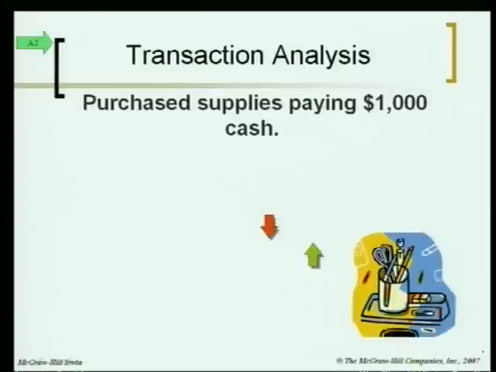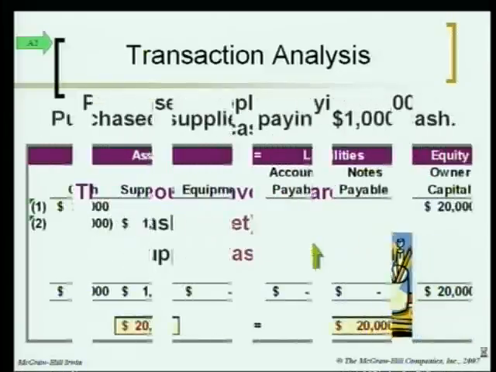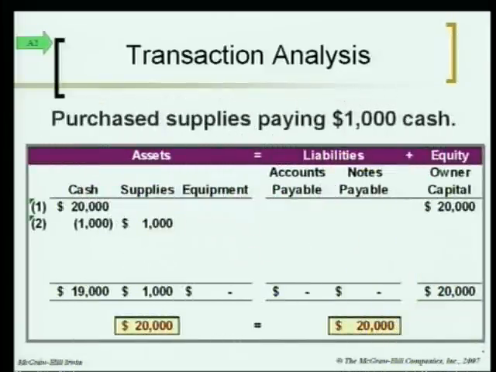Let's do another transaction. Let's say we purchased supplies paying $1,000 in cash. Well, cash would go down by $1,000, but supplies, which is also an asset, would go up by $1,000. So when you look at it in this format, cash goes down by $1,000, supplies goes up by $1,000, the net effect to the asset side is 0. And does the accounting equation hold? Yes, it does.